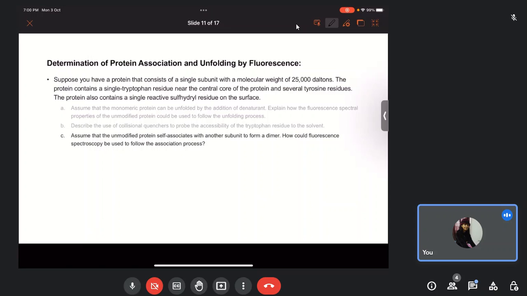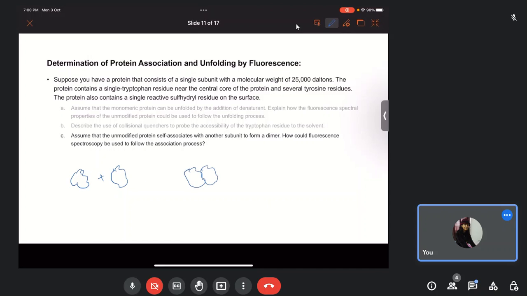The third problem is to assume that the unmodified protein associates with another subunit to form a dimer, and how could fluorescence be used to follow this association process. Let me first explain this. So we have the protein, and you have one more of it, and you want to find how it associates.